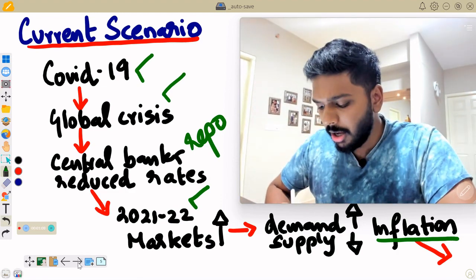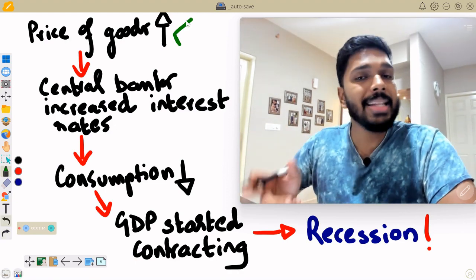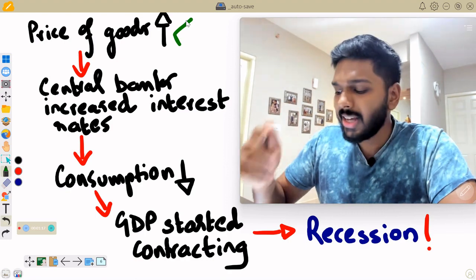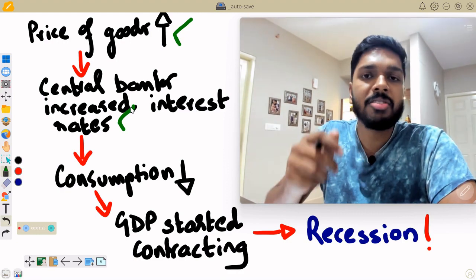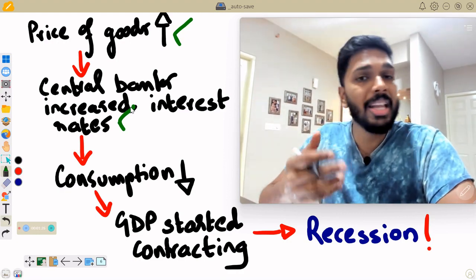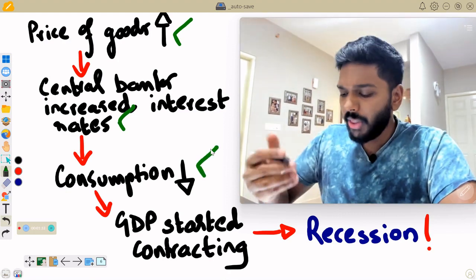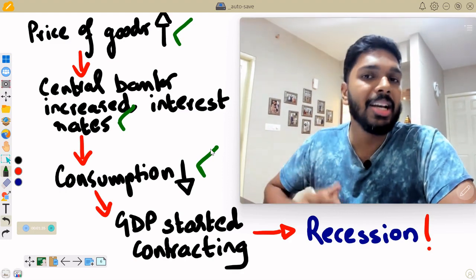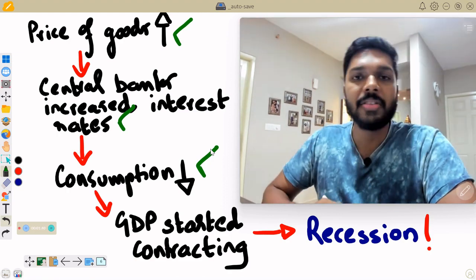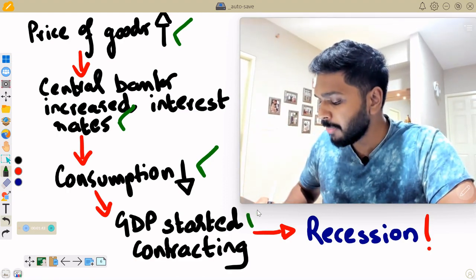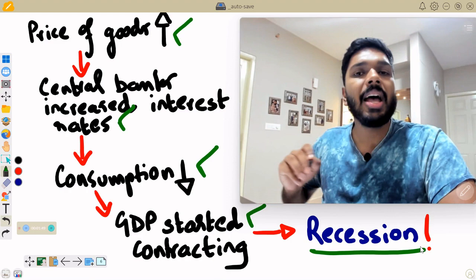extra demand. Of course, the prices of goods went up, and to control inflation, central banks again stepped in and they in turn increased the interest rates or the repo rates. And now the burden of the increased interest rates fell on the end borrower or the consumer like you and me, because of which we had to reduce our normal consumption. When the normal consumption went down, we stopped buying a lot of goods and services, and therefore the GDP of the country, which is basically the monetary value of goods and services, declined. If this happens for two successive quarters, then you can say that recession has started.